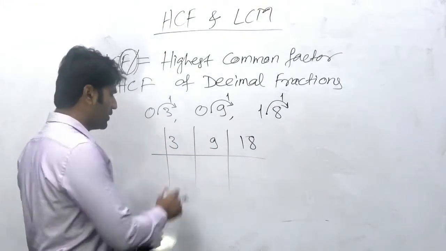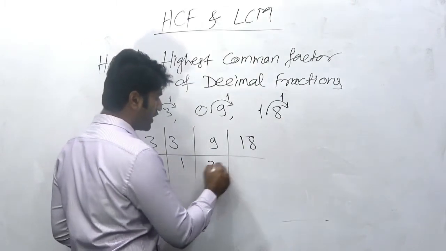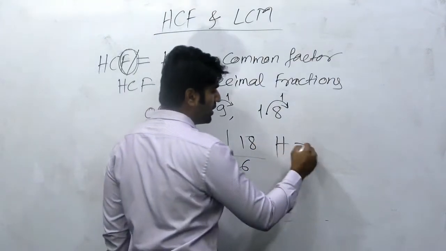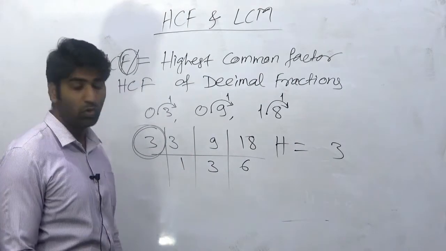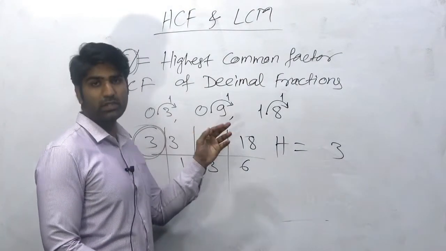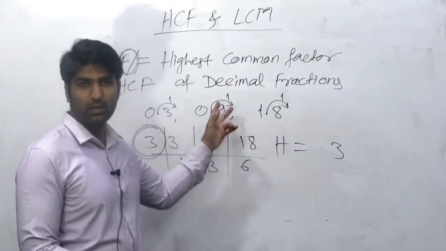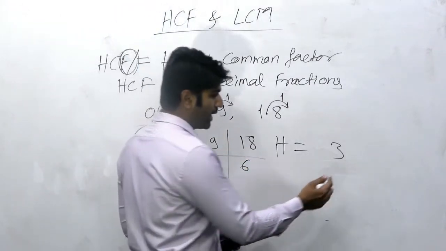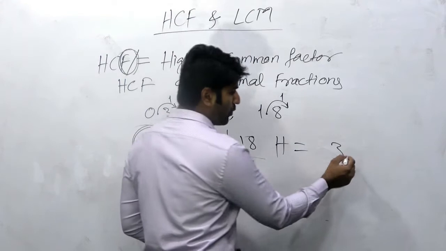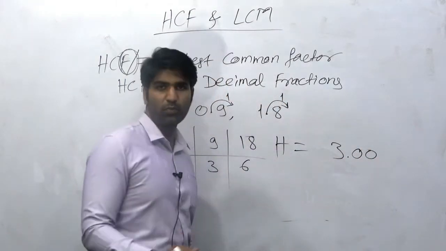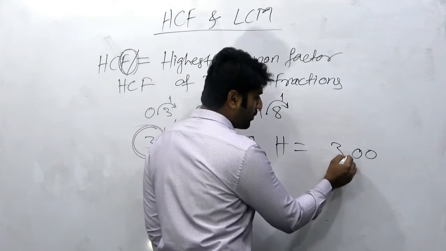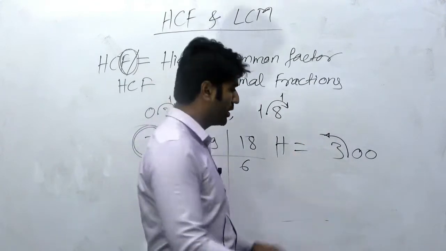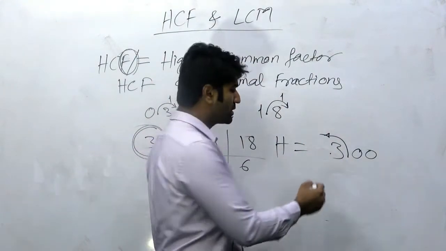The highest common factor will be 3. Dividing, we get 1, 3 and 6. Now we cannot divide further, therefore HCF is equal to 3. But 3 is the answer for these three changed numbers. The original numbers were 0.3, 0.9 and 1.8. We shifted the point by one digit. Now return that. There is no point visible, but there is a point: 3 means 3.00. Now shift the point backward, since we shifted it forward. So the number will be 0.3.